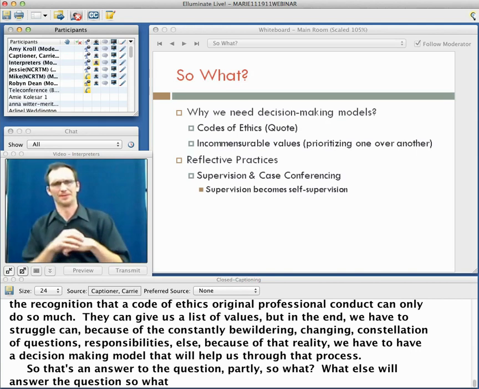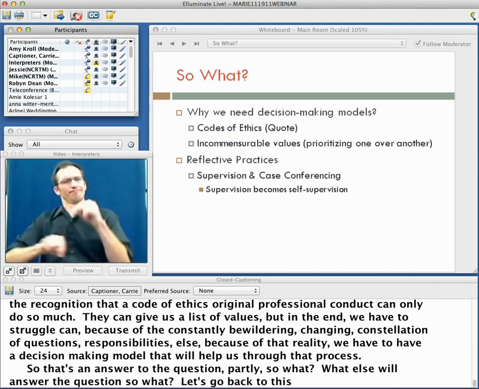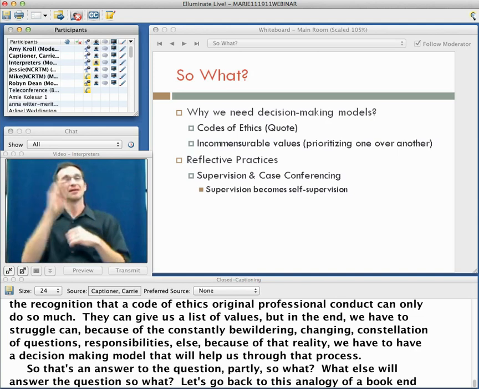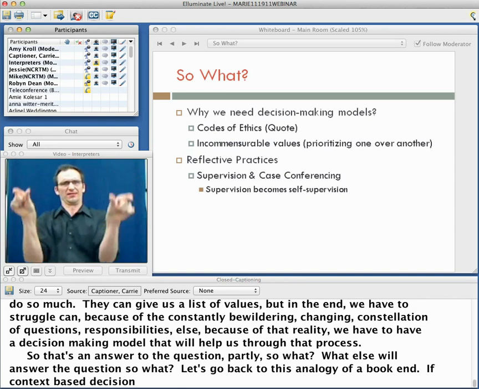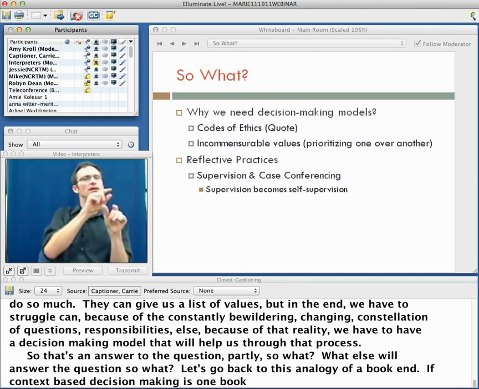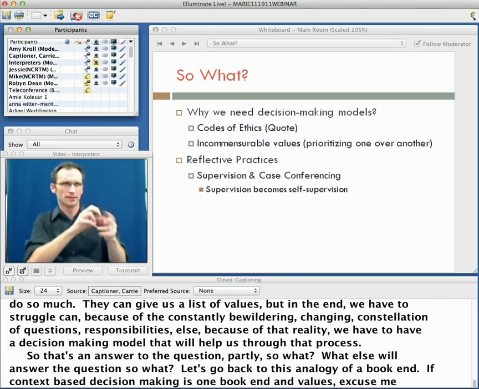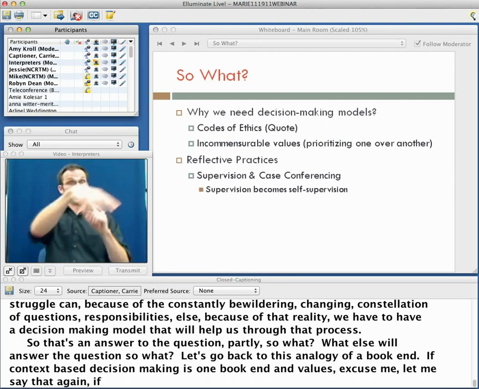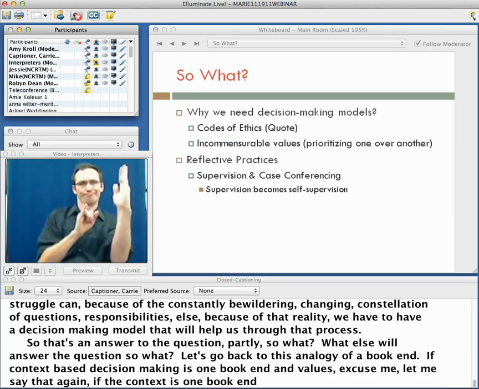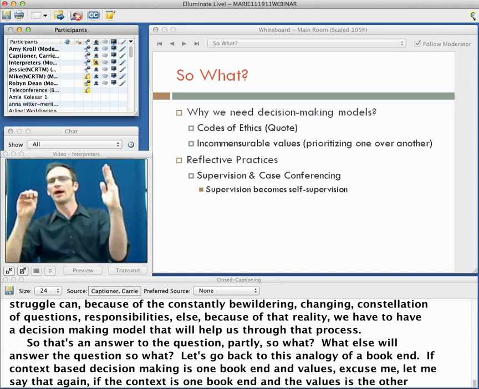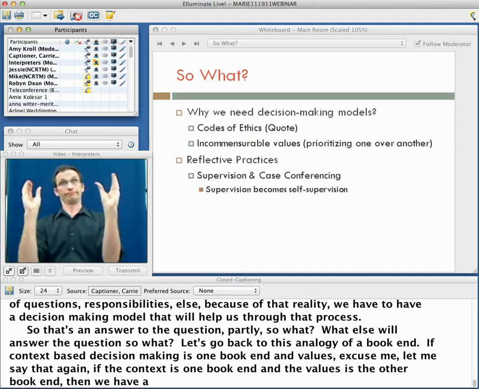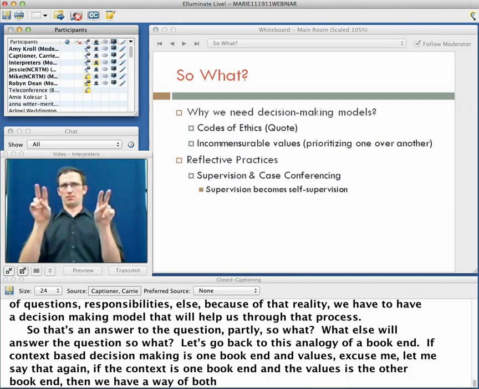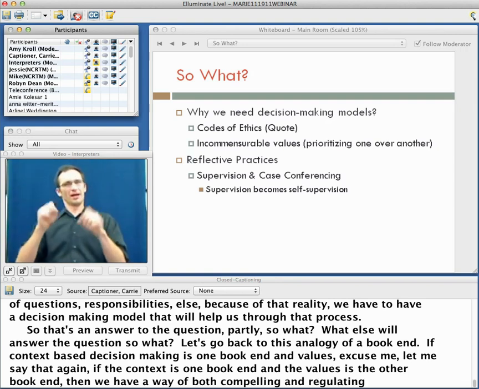Let's go back to this analogy of a bookend. If the context is one bookend, and the values is the other bookend, then we have a way of both compelling and regulating interpreters' behaviors.